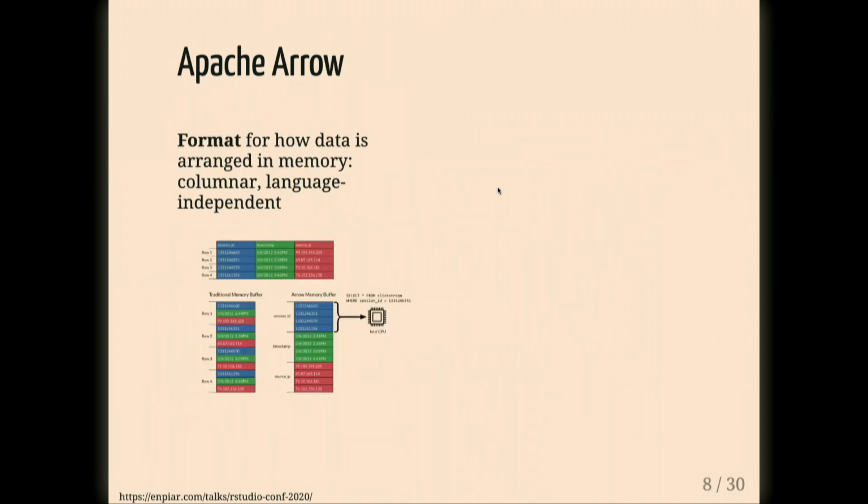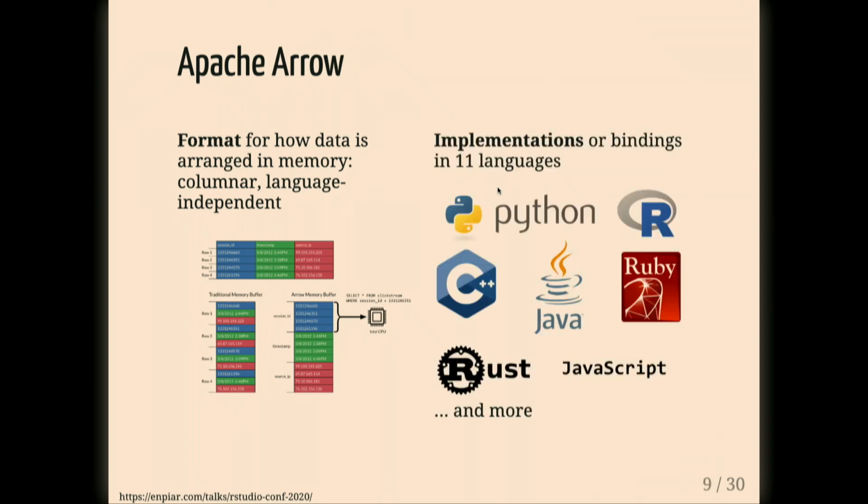So Arrow fundamentally is two classes of things. First is the format. This is the specification of how bits are arranged in memory. It's columnar, and it's independent of any language. And then there are implementations, or bindings to other implementations, in currently 11 languages. So the Python library and the R package both bind to the C++ library, which is where a lot of the development happens.